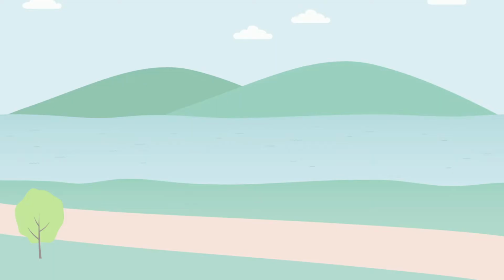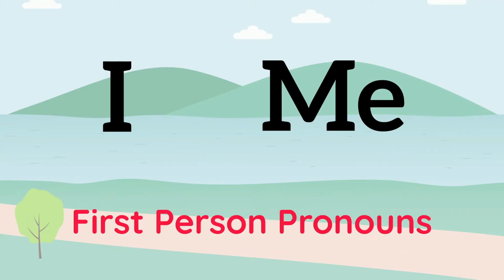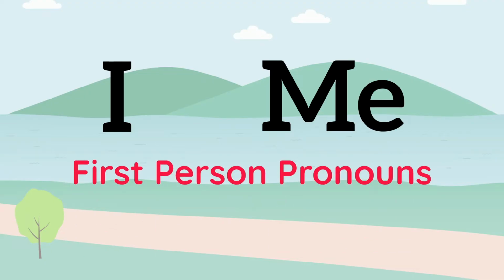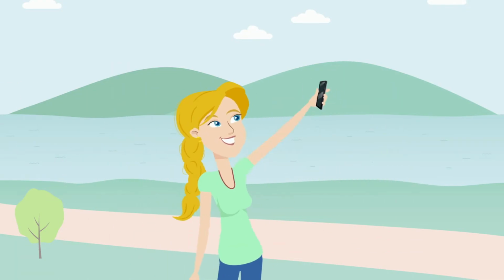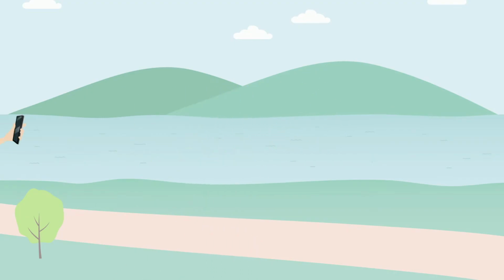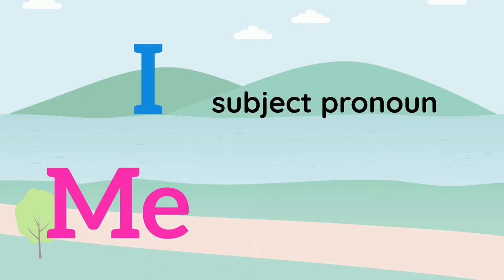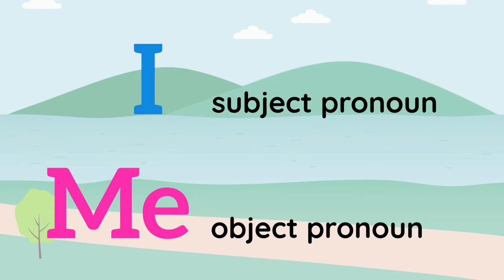First of all, I and me are both first-person pronouns. This means you're talking about yourself. I is a subject pronoun and me is an object pronoun. Let's take a closer look at what this means.